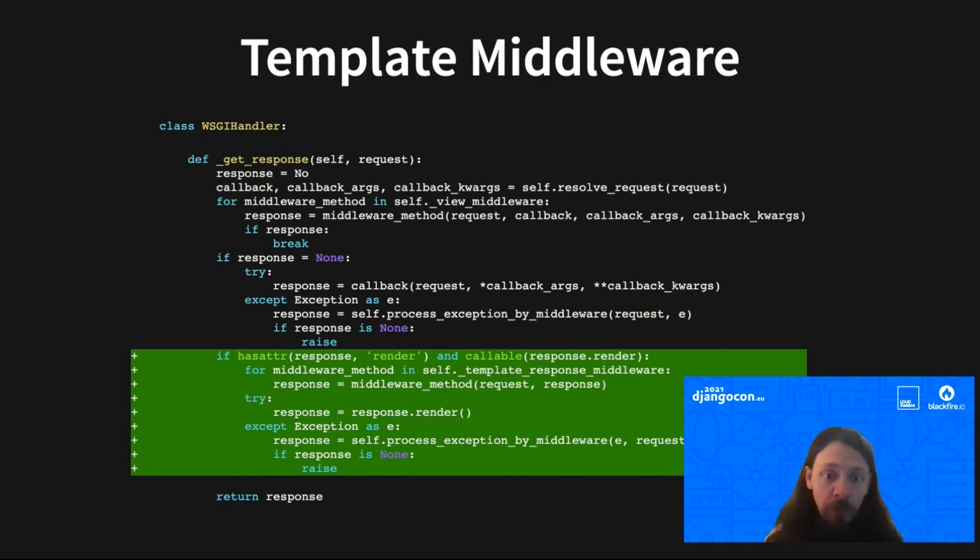Once we've got our response, we loop through each of our template response middleware, and we expect them to return a response because it needs to get passed on to the next piece of template response middleware that's going to run. Once we've looped through all of those, we call our render method, which is probably going to render a template. And then that's what gets passed back down the middleware chain. Here we also catch exceptions, and if there is an exception, that also gets handled by our exception middleware.